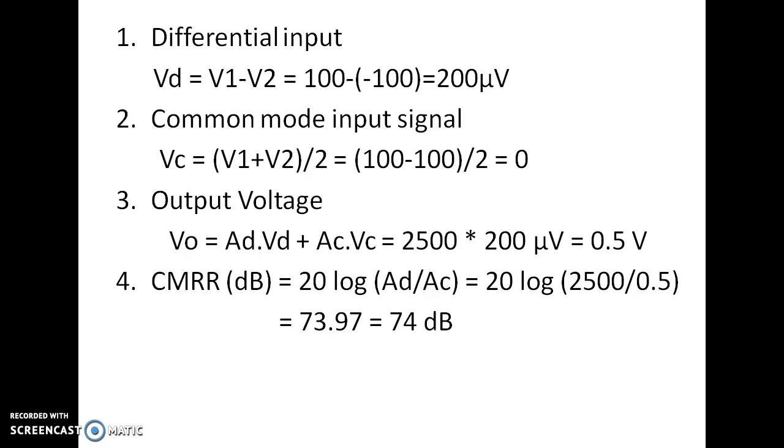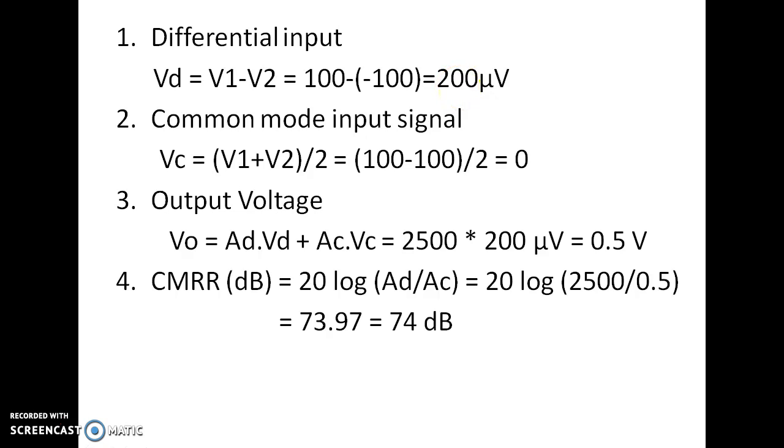So to go for the differential input, we know Vd is equal to V1 minus V2. So V1 is given as 100 microvolt and V2 is given as minus 100 microvolt. So 100 minus of minus 100, so it will be 200 microvolt.